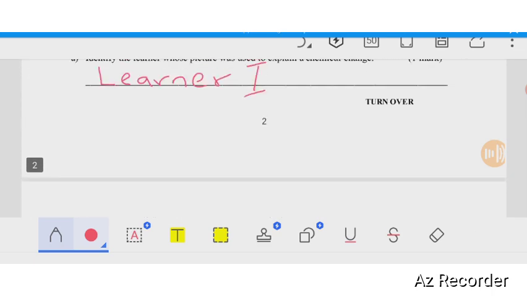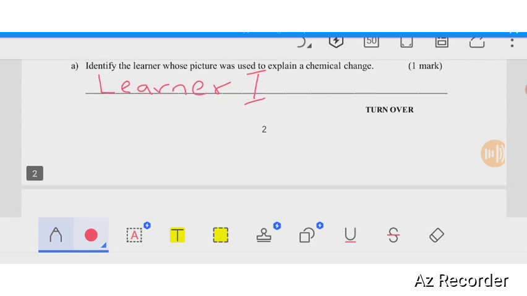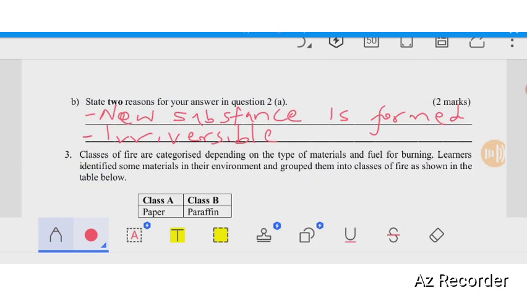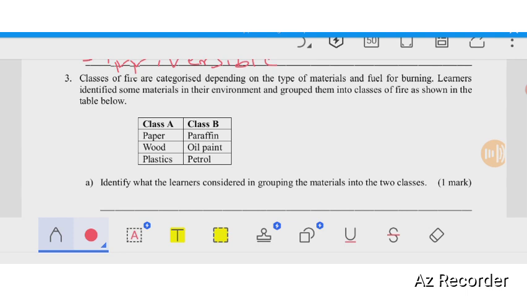So the opposite of chemical change is physical change. Physical change, on the other hand, means no new substance is formed. Another thing, it is reversible. So we'll continue with question 3.